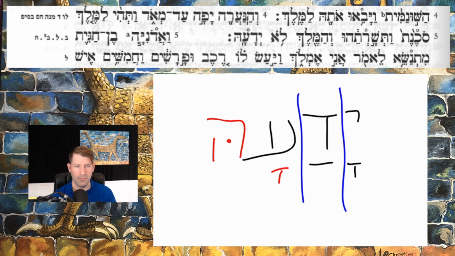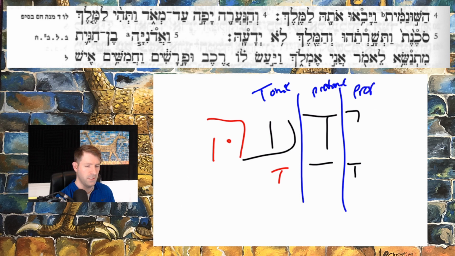Uh-oh. You know, we got problems, right? So the accent has shifted. And one of the rules that we know about when accents shift is, this is the ultimate syllable. This is the penultimate syllable. And this is the, but that's not what I want to talk about now. Sorry. This is the tonic. This is where the tone is. This is the pretonic. And this is the pro-pretonic.